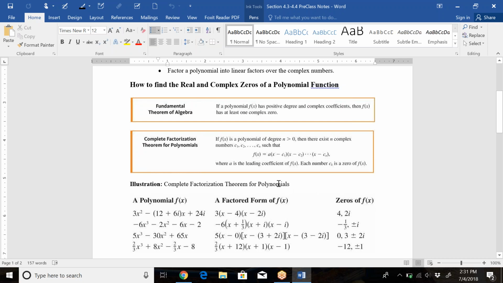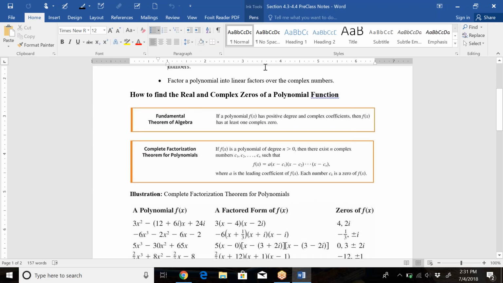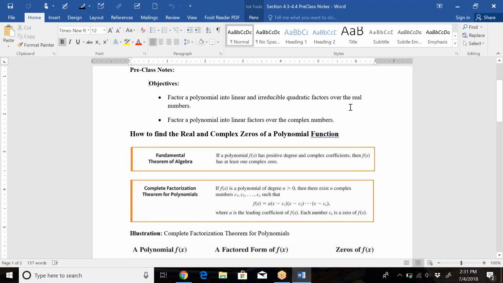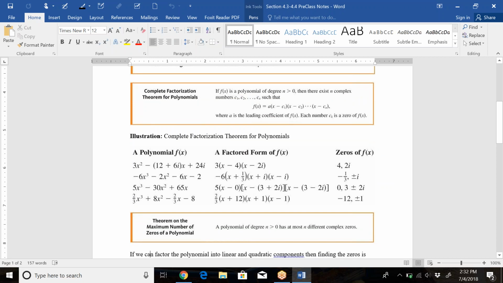Okay. Now, earlier it did say irreducible quadratics. That's if you're only using real numbers. So if you're factoring with the real numbers, you should be able to get down to linear, which is x to the first, and some quadratics that don't factor, so x to the second. But if you use complex numbers, you should be able to factor all the way down to x to the first for every single factor.